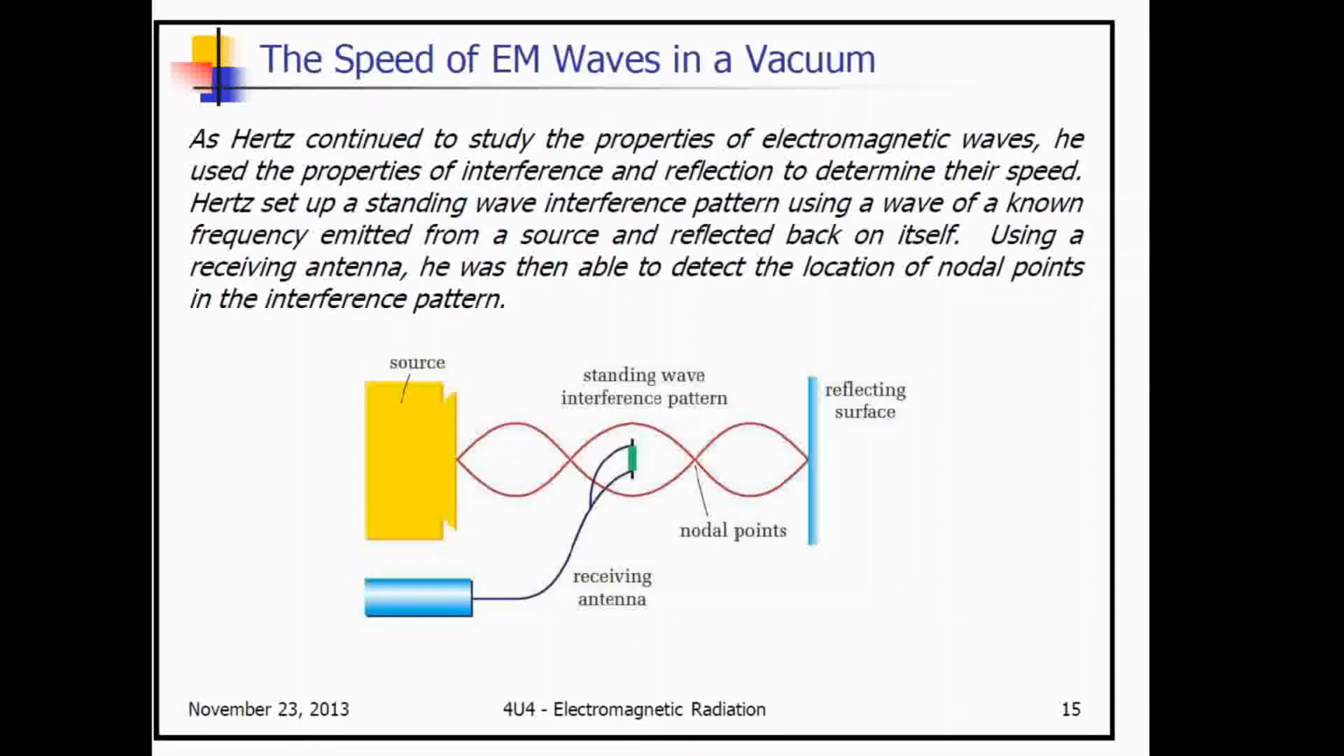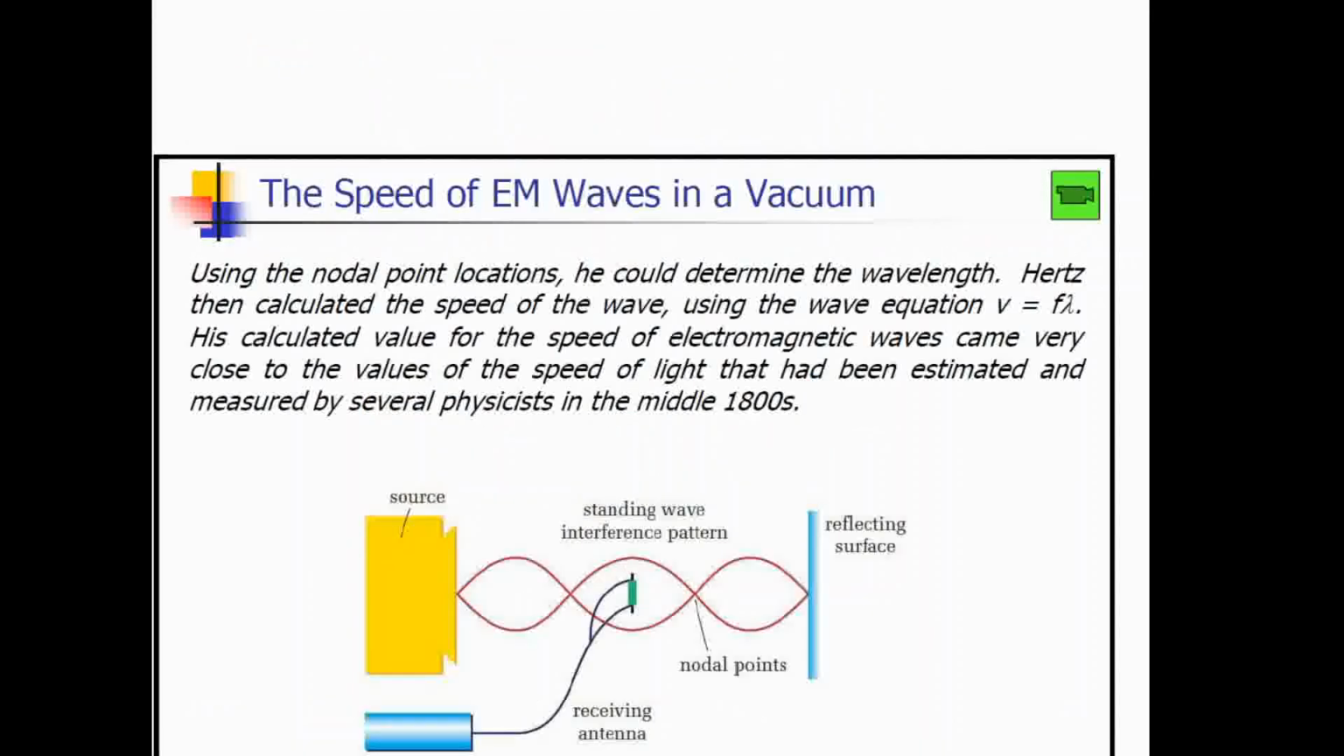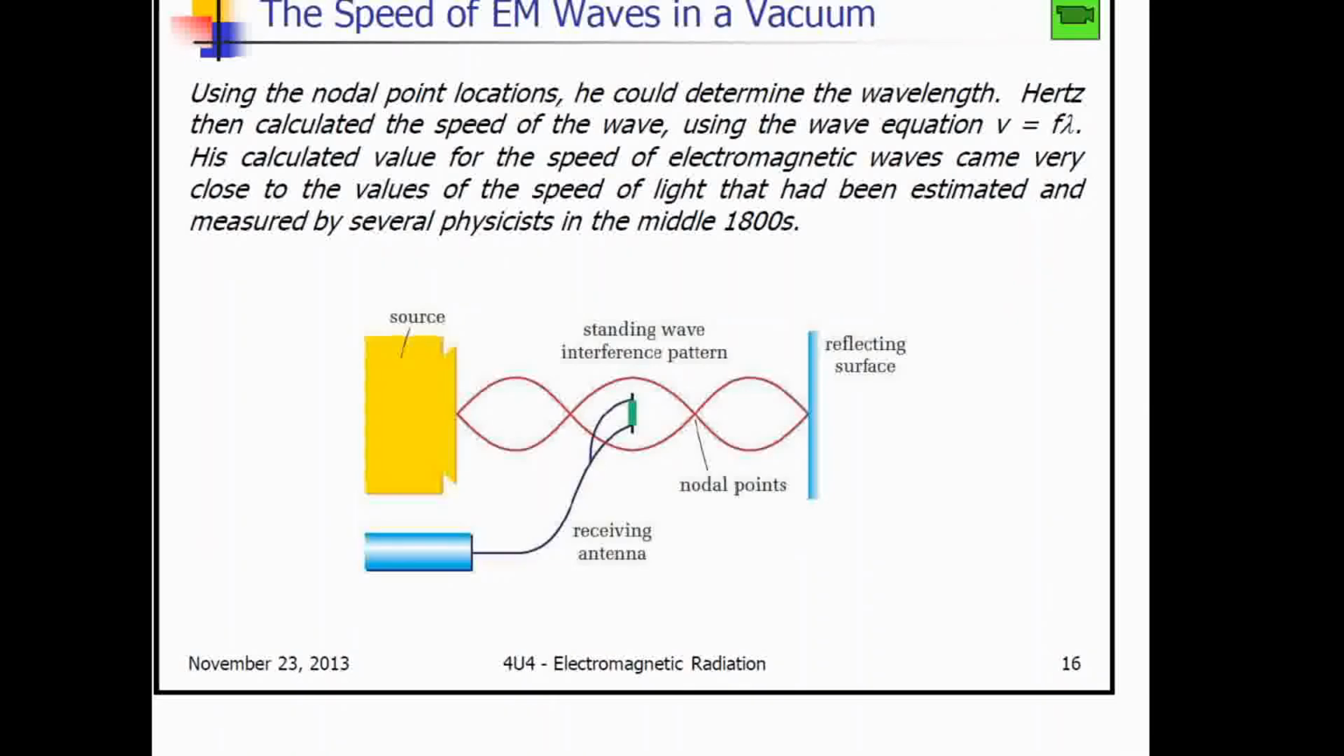So now the speed of EM waves in a vacuum, this is the speed of light. As Hertz continued to study the properties of electromagnetic waves, he used the properties of interference and reflection to determine their speed. Hertz set up a standing wave interference pattern using a wave of known frequency emitted from a source and reflected back on itself. Using a receiving antenna, he was then able to detect the location of nodal points in the interference pattern. Using that, he was able to determine the wavelength. Then using the wave equation, frequency times wavelength would give him v, the speed, and he was able to calculate the speed of electromagnetic waves, and this was very close to the speed of light.